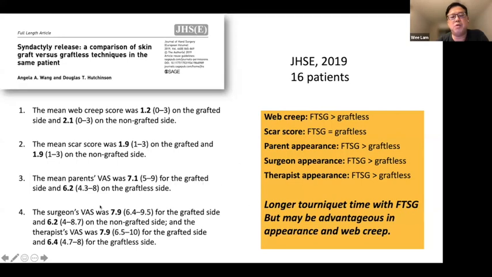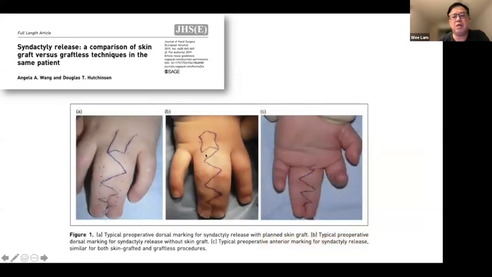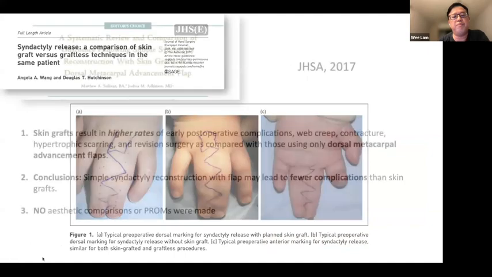So it seems pretty conclusive that we should use a graft technique, until we look at the technique that they used for the graftless technique, and that is again a pentagonal flap. And this will leave a significant scar on the dorsum of the hand. So I don't know whether that was a factor in the parents, surgeons, and therapists rating this to be a less aesthetically pleasing outcome as compared to the dorsal rectangular flap, which is a graft technique. I think this definitely warrants a closer look.